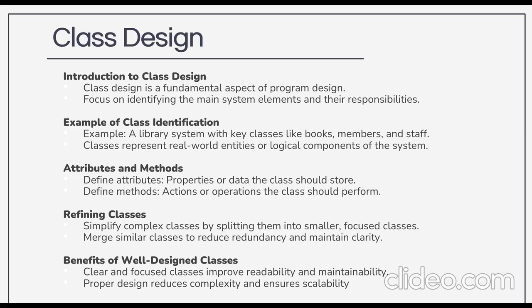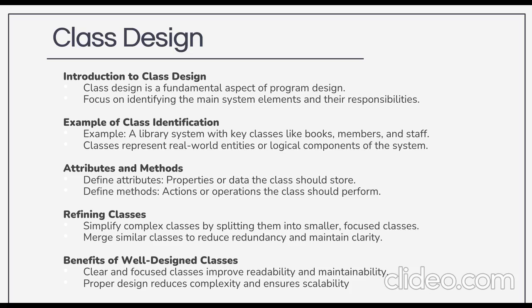Designing the class is another crucial step in program design as it lays the foundation for system structure and functionality. The process starts with identifying the main elements of the system that represent either real-world entities or logical components. For instance, in a library management system, core classes might include books, members, and staff. These classes accurately represent the system's key elements and responsibilities, acting as building blocks for the overall program.